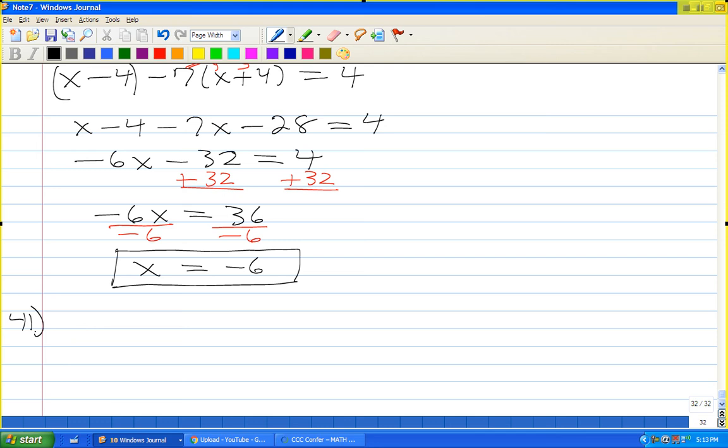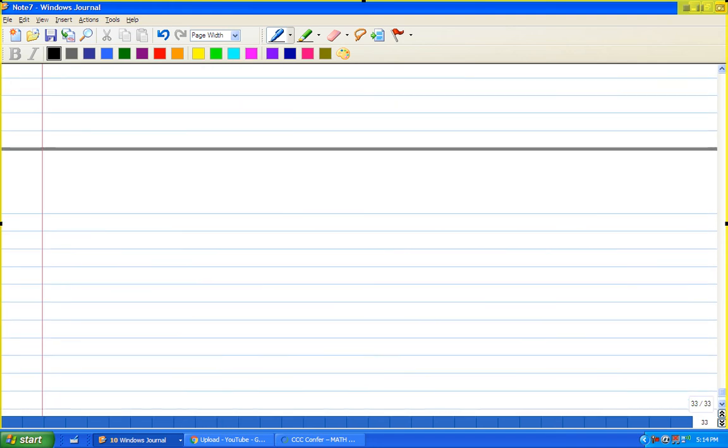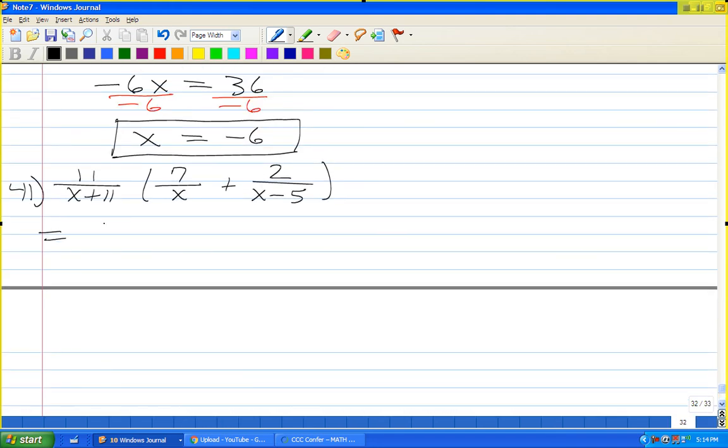Let me do problem 41. 11 over x plus 11 times 7 over x plus 2 over x minus 5. Okay, that's problem number 41. Okay, so let me do that. So this is equal to 11 over x plus 11.